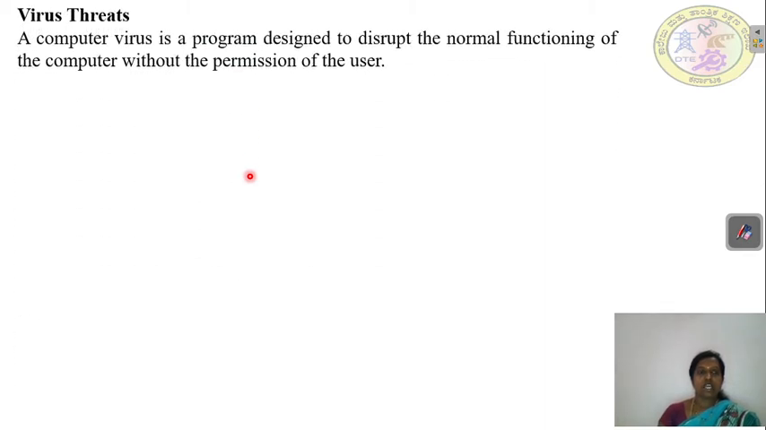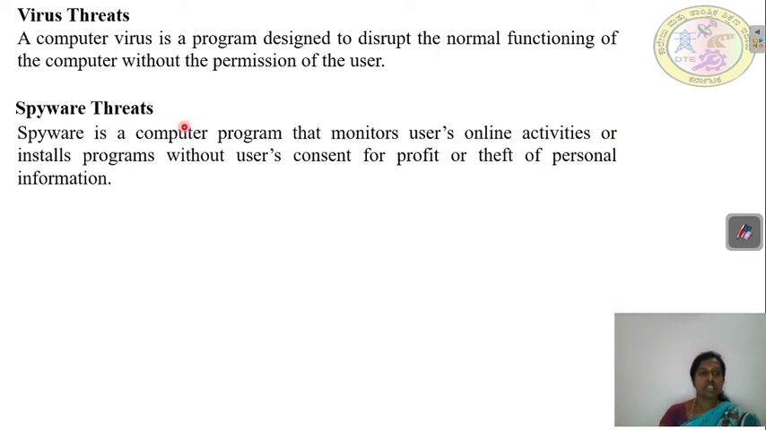Next, we will see about what is virus threat. A computer virus is a program designed to disturb the normal functioning of the computer without the permission of the user. Whenever a virus occurs in a system, it disturbs the normal function of the system without the user's awareness. Next, spyware threats. It is a computer program that monitors the user's online activities or installs programs without the user's consent for profit or theft of personal information.